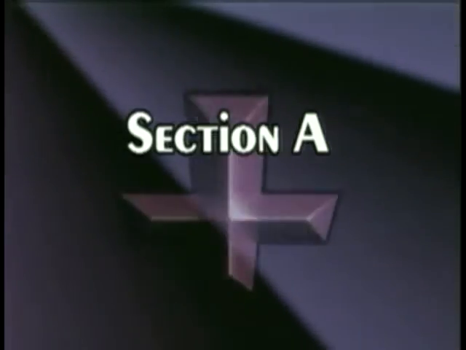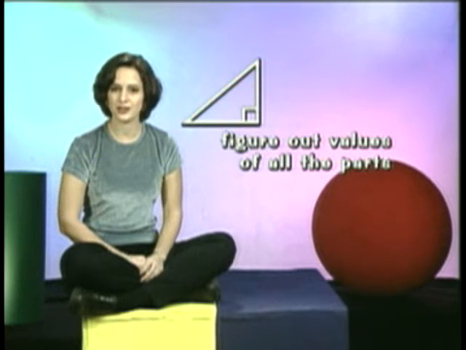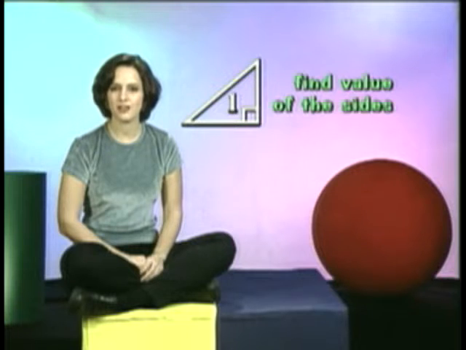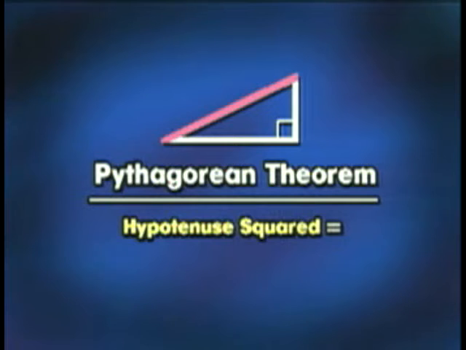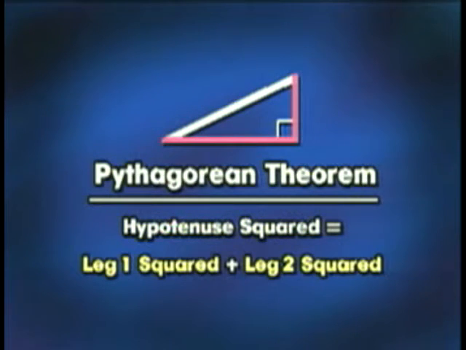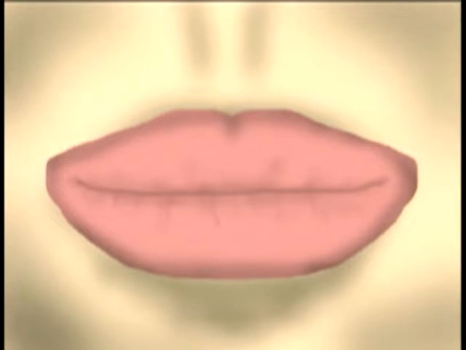Section A, the Pythagorean theorem. Now that we've named all the parts of a right triangle, we need to figure out the values of all the parts of this triangle. First, we'll talk about how to find the value of the sides. Luckily, the Greek philosopher Pythagoras came up with a theorem to help us do just that. The theorem states that the square of the hypotenuse is equal to the sum of the squares of the other 2 legs. Okay, that was a mouthful.